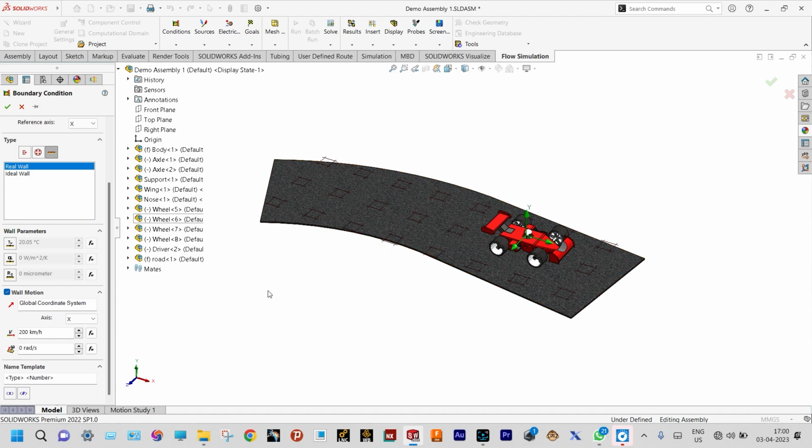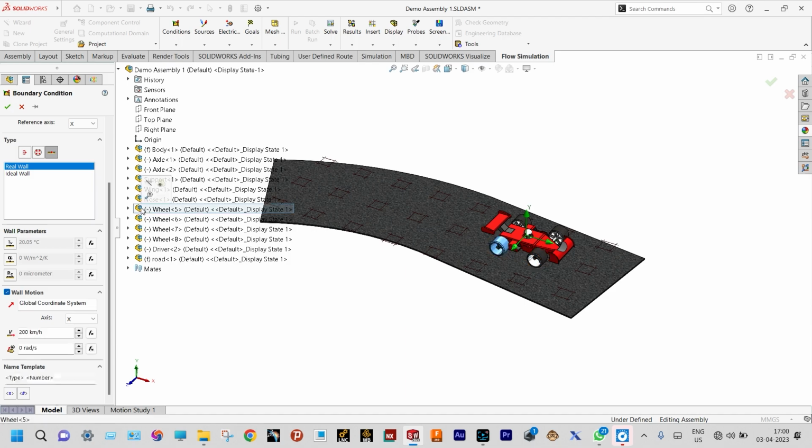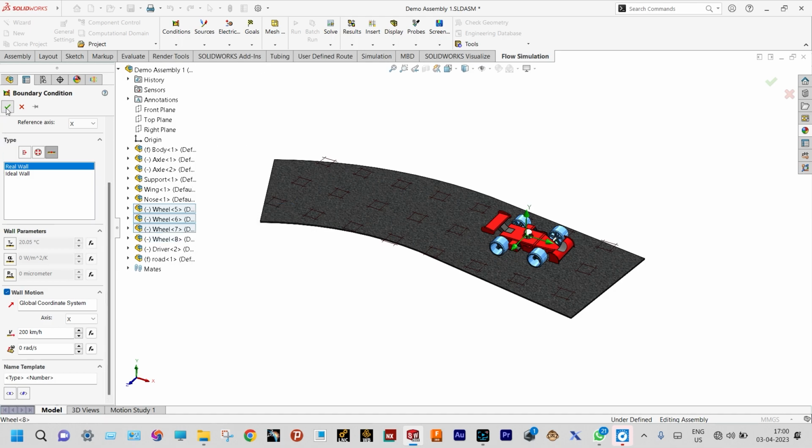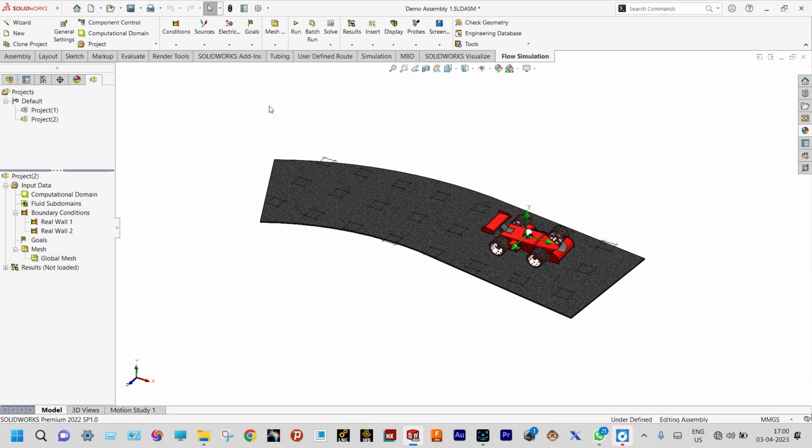Now we need to select the wheels. You can select the wheels from here itself. All the 4 wheels selected, and these wheels will be rotating with a linear velocity of 200 kilometers per hour. Okay, green check. It is done. So all the boundary conditions are applied.